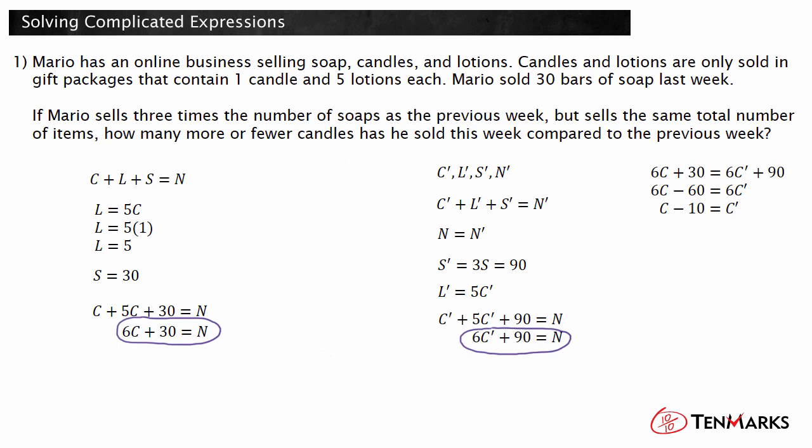You are trying to find an expression in terms of the number of candles sold this week, which is C prime. So you need to solve the expression for C prime. Finally, after simplifying, you have C prime equals C minus 10. This means that the number of candles sold this week is 10 fewer than the number of candles sold last week.